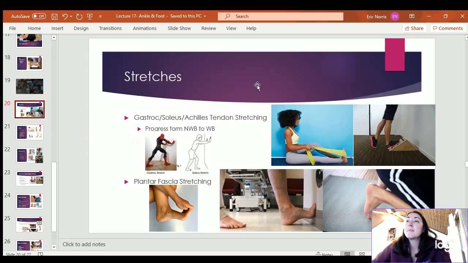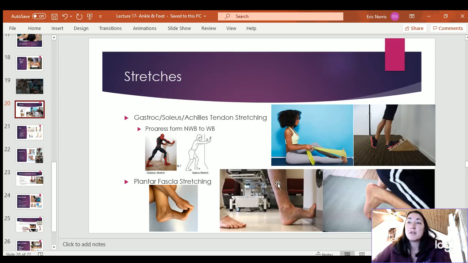Stretches, so typically we want to stretch the gastroc and soleus as well as the plantar fascia. Remember, the gastroc, your knee is straight. The soleus, the knee is bent. So both of these would be stretching the gastroc, but you could do both of the same stretches to stretch the soleus, just bend the knee.